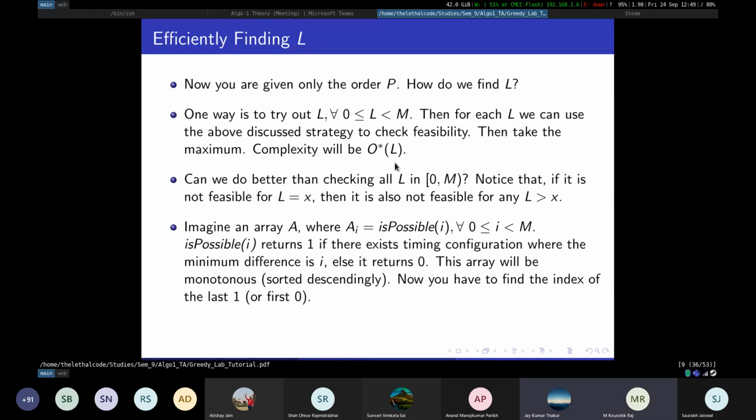Yeah, that's what I'm saying, right? You understand this array will be a series of ones and zeros? Yes, sir. So now what you have to do is find the index of the last one. That is, which index has the last one in the array. If you find that, that will be the maximum possible L. Yes, sir. So that is the maximum possible L for which you can allot a timing, because after that, all other timings are not possible.